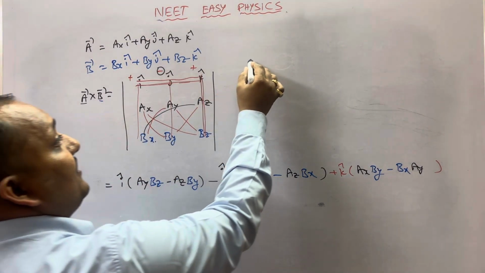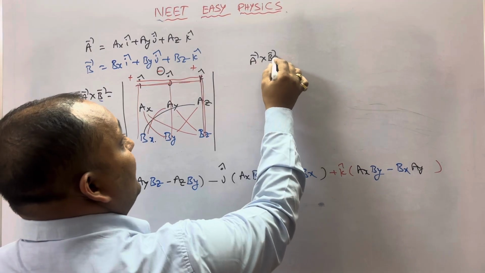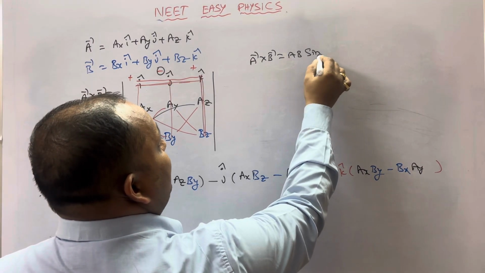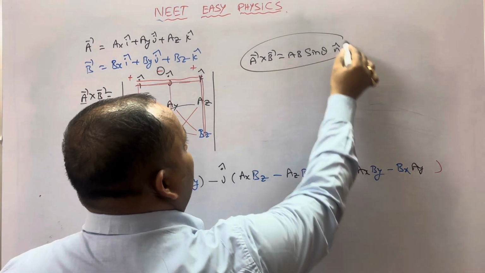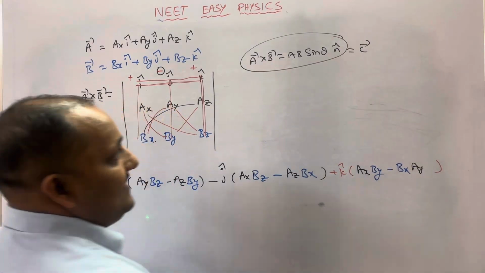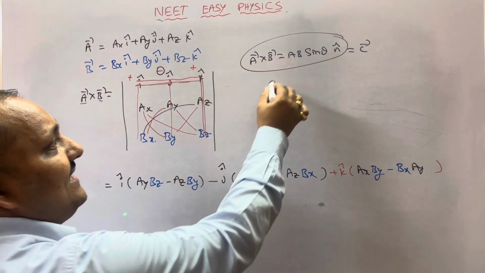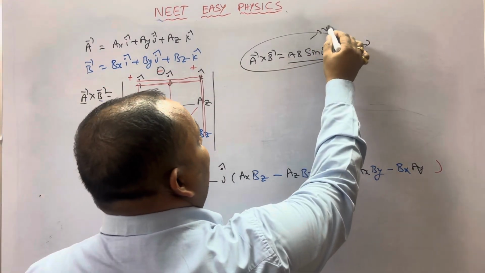Another form I also gave for you: A bar cross B bar is AB sin theta n cap. This is going to be C bar. So the resultant AB sin theta n cap is a vector.